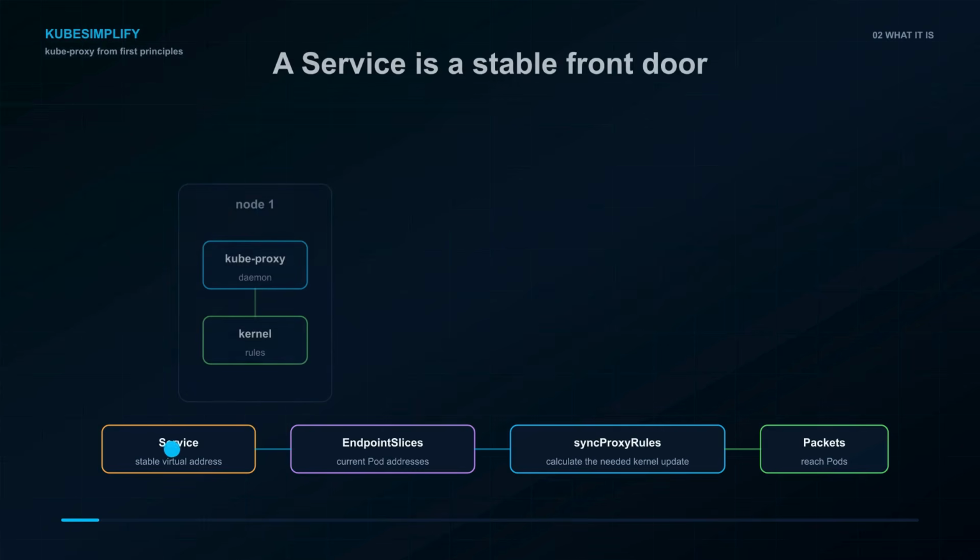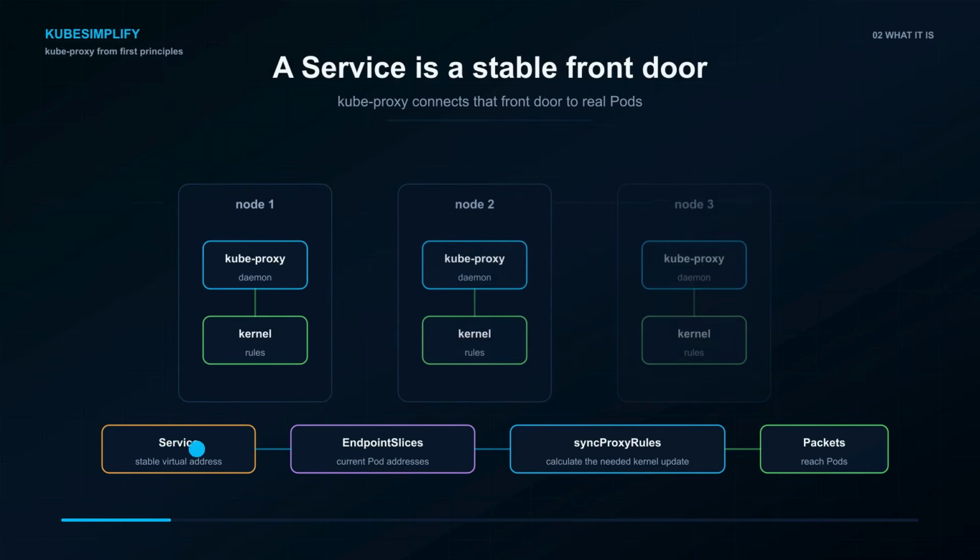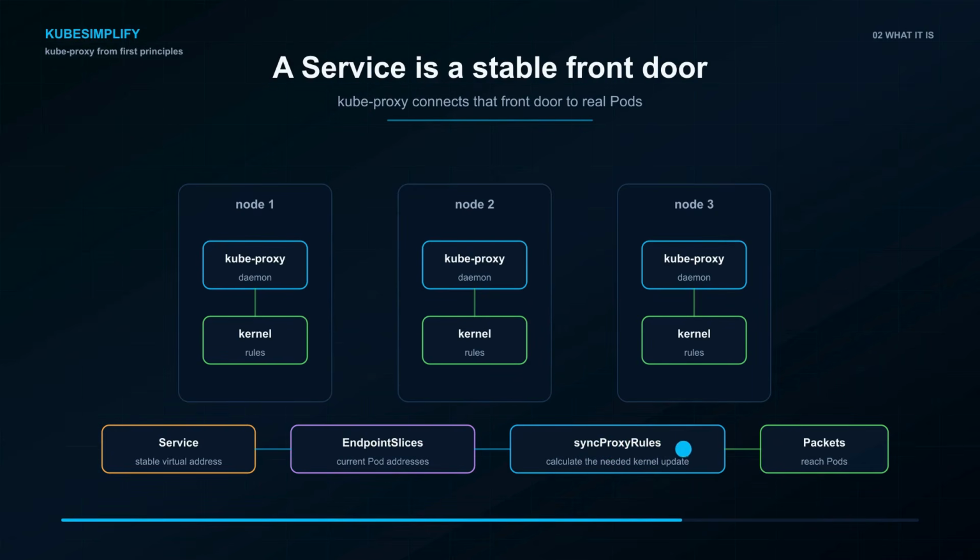Think of a service as a stable front door. Pods can be created, deleted, and replaced, but the service IP stays the same. kube-proxy runs on every node and keeps that front door connected to the current pods. It watches services for the virtual IP and it watches endpoint slices for the real pod IPs. Then it writes the node rules that move packets from the service IP to one of those pods.